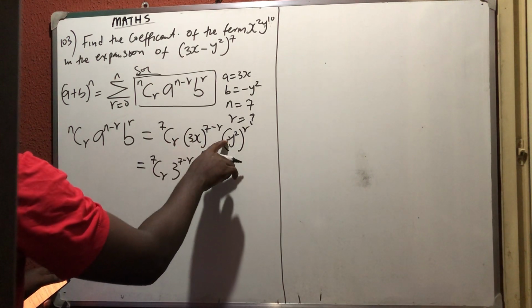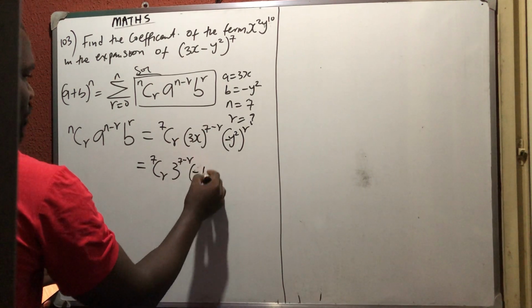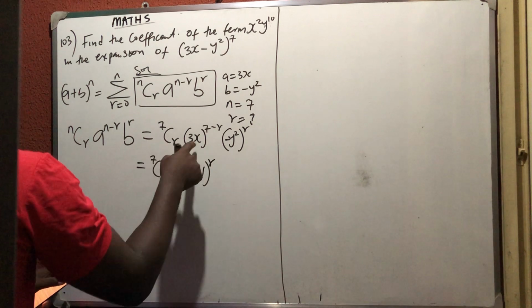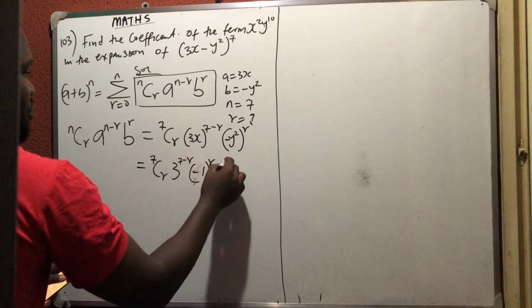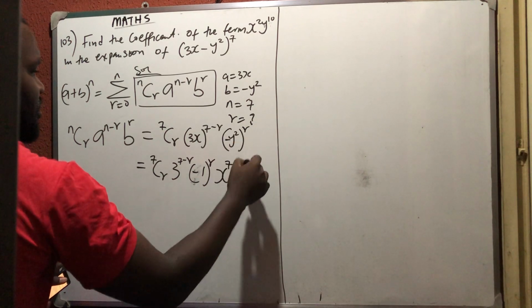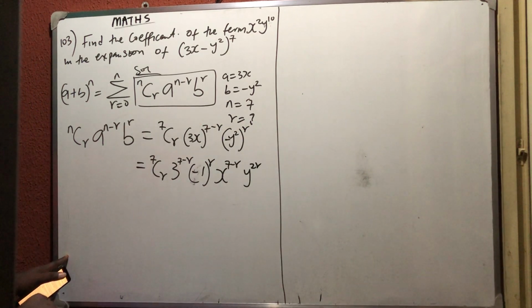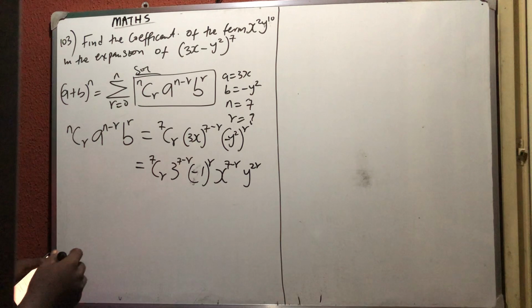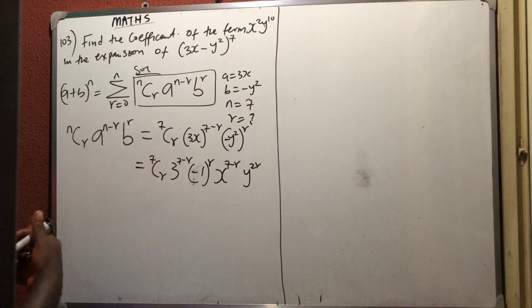The next constant here is minus 1. So I have minus 1 all raised to power what? r. Then I will now have x raised to power 7 minus r. Then y raised to power, this time, 2r. Okay, I have shared it for everybody. So now it's very simple. So what do you do now?